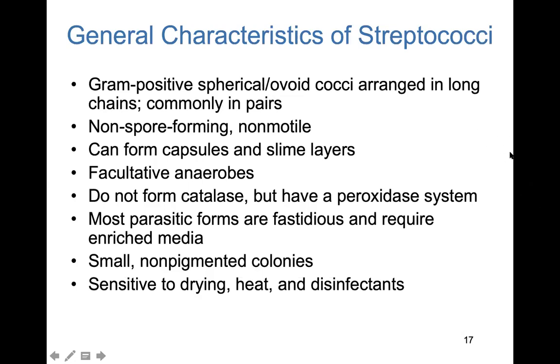Right? These are non-spore forming and non-motile, just like the staph. So these are going to be easier to kill than a spore former, and these do not have flagella, so they're not going to move. But these also have some of those virulence factors that the staph have. Now, these can form capsules and slime layers.